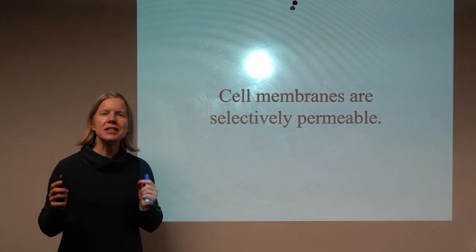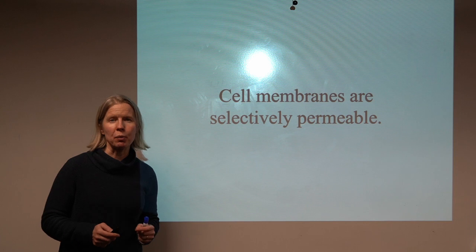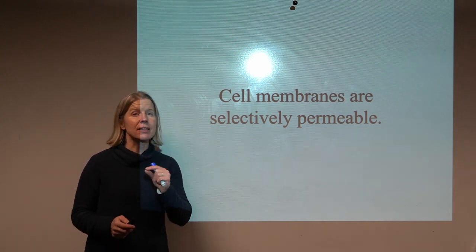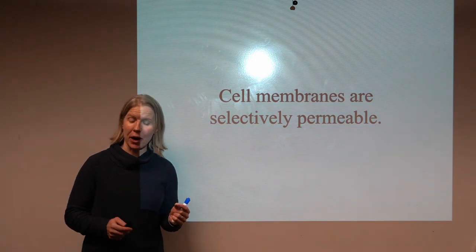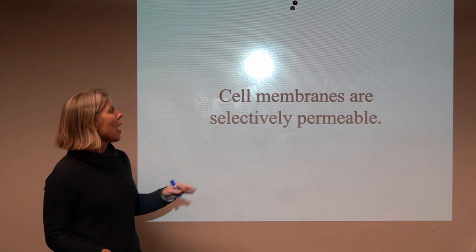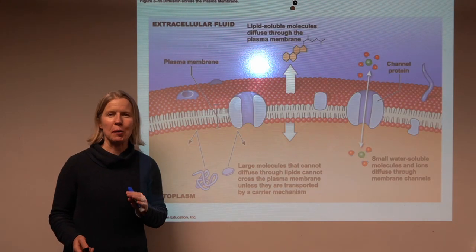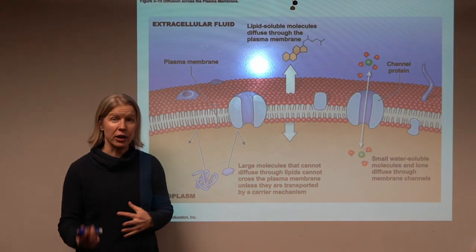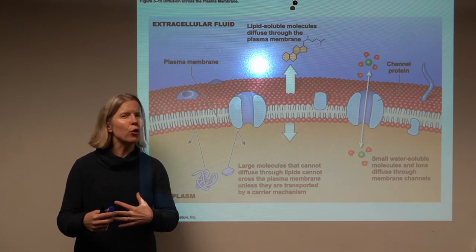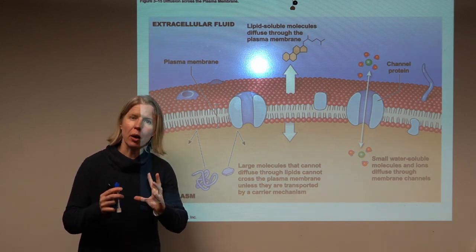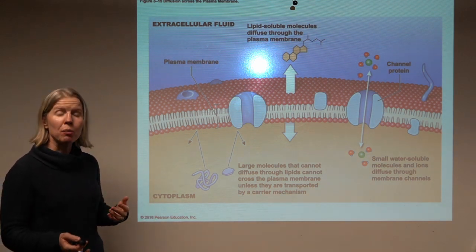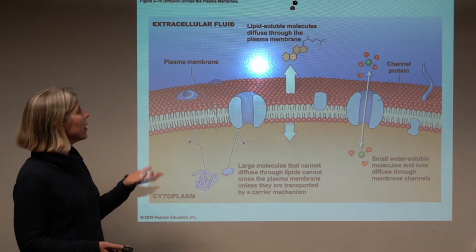Okay, cell membranes are selectively permeable. Now in lab, you were using dialysis tubing, and that is semi-permeable, right? Some things were able to cross and others could not. A cell membrane is similar, but with this idea of selective permeability, the cell membrane can actually adjust what it wants to let in or out, right? It can open and close channels. It's not a fixed substance. So this idea of selective permeability, we're saying that the cell membrane allows some things to cross and not others.